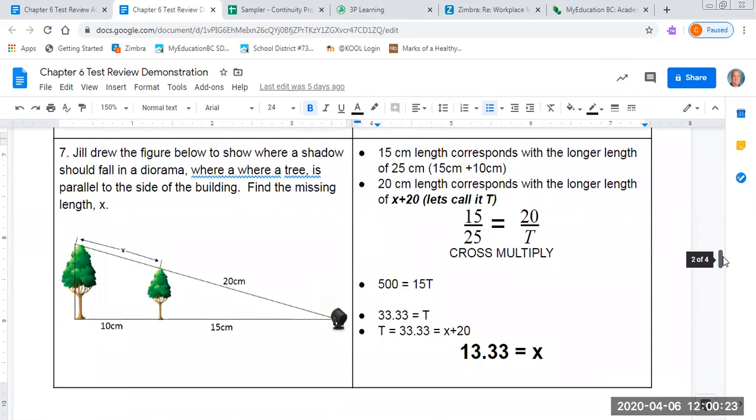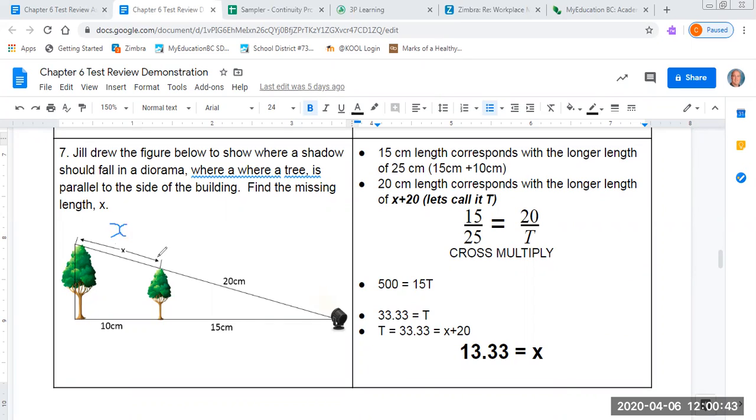Now the next question, question 7, says, Jill drew the figure below to show where a shadow should fall in a diorama, where a tree is parallel to the side of the building. Find the missing length X. So basically what we see here is that this is X that we're looking for.